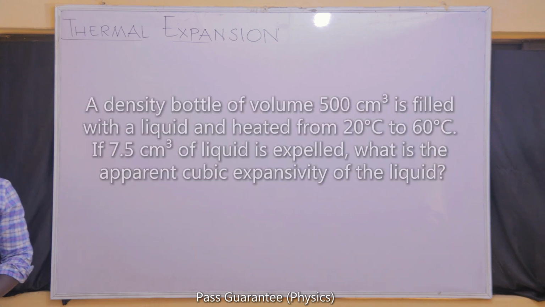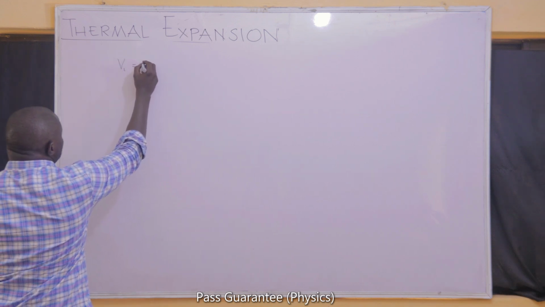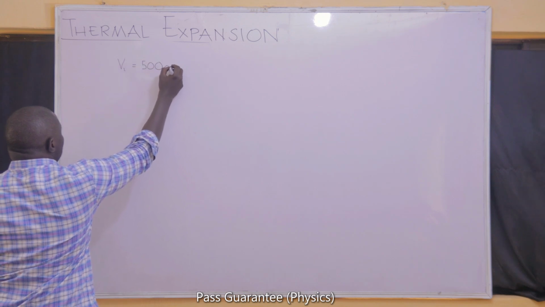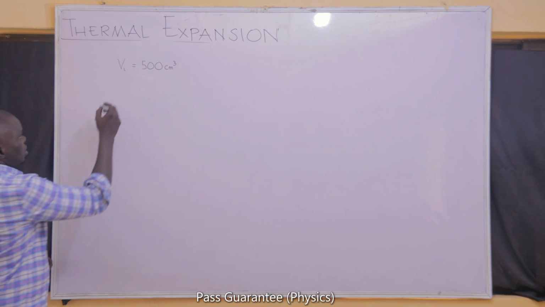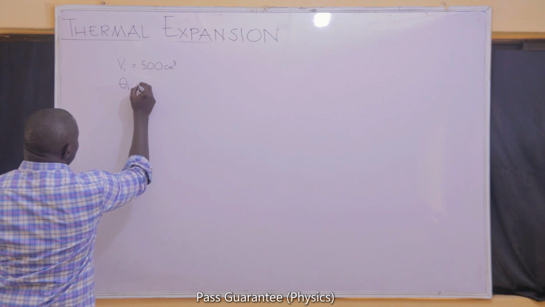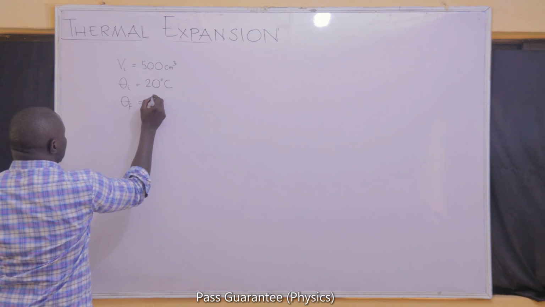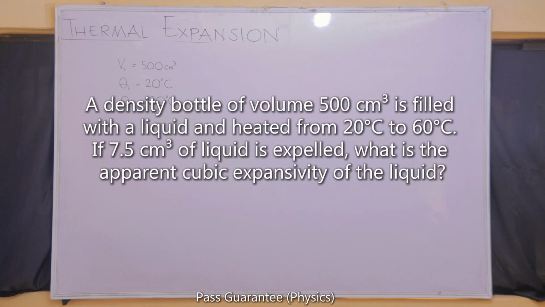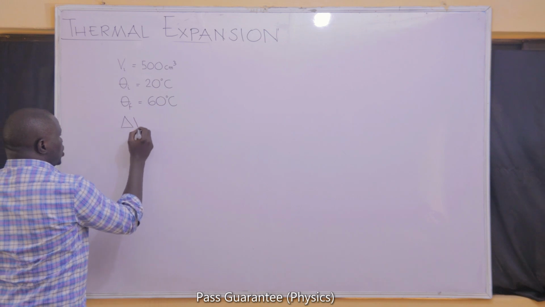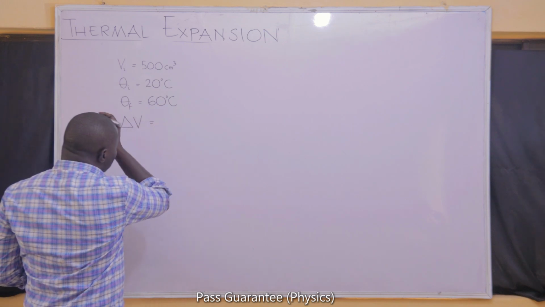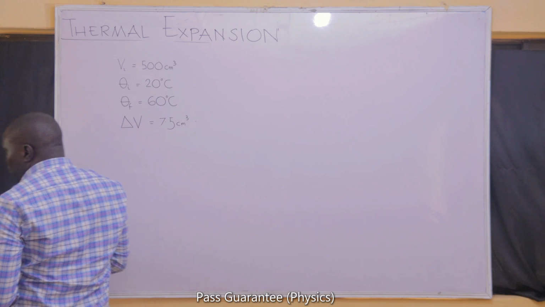We are told that a density bottle of volume 500 centimeter cube. The initial volume is 500 centimeter cube. It is filled with a liquid and it is heated from 20 degrees Celsius, my initial temperature, to a final temperature of 60 degrees Celsius. If 7.5 centimeter cube of liquid is expelled, the volume that is expelled must be the change in volume. The change in volume is the volume expelled and it will be 7.5 centimeter cube.